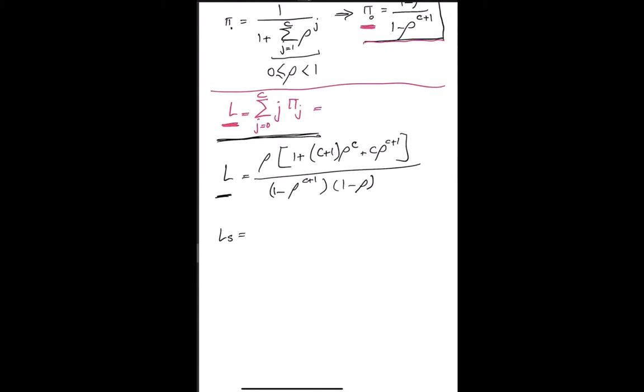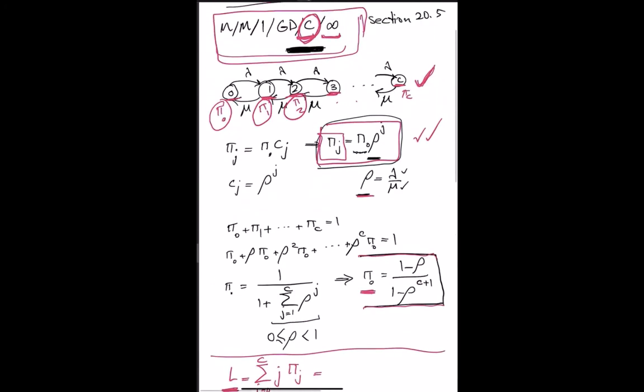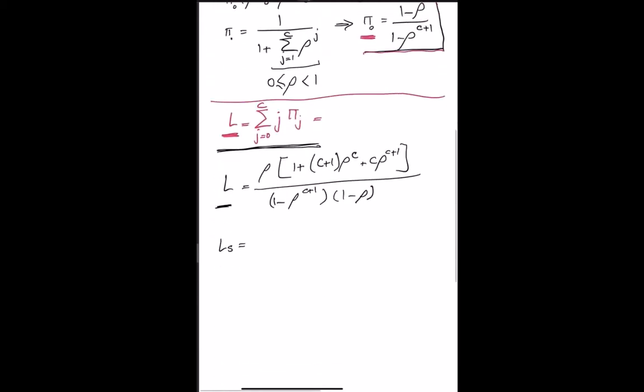Now tell me, this is an MM1 system, right? I have only one server. I want to calculate the average number of people in the server. I have to find out the possible values for the number of people in the server, then multiply each one by the corresponding probability and add them up, and then I have LS. Tell me what are the possible values for the number of people in the server.